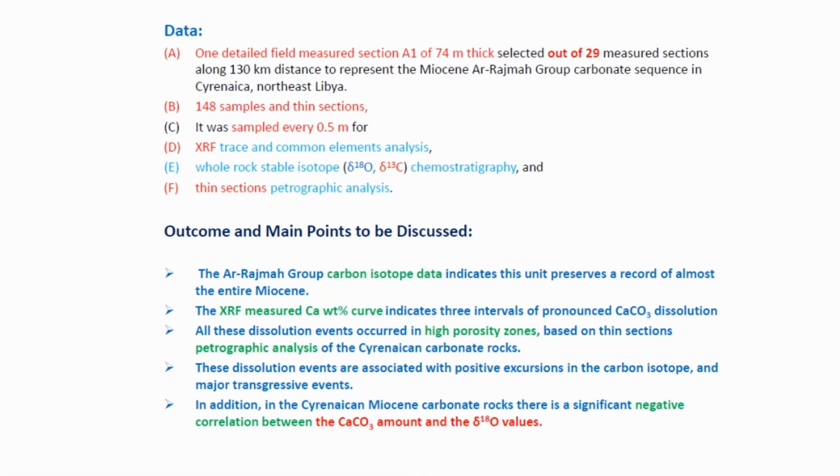In addition, in the Cyrenaican Miocene carbonate rocks, there is a significant negative correlation between the amount of CaCO3 and delta oxygen 18 values.